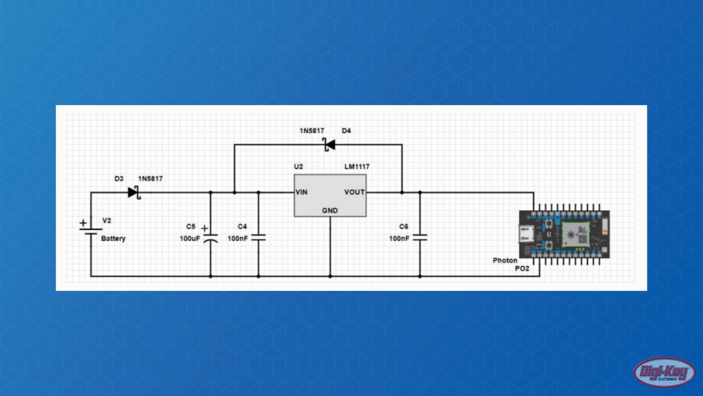This type of input would be useful in situations where an external 3.3 volt supply is already available, as the Photon may not be able to provide the power needed for external circuits, such as motors and relays.